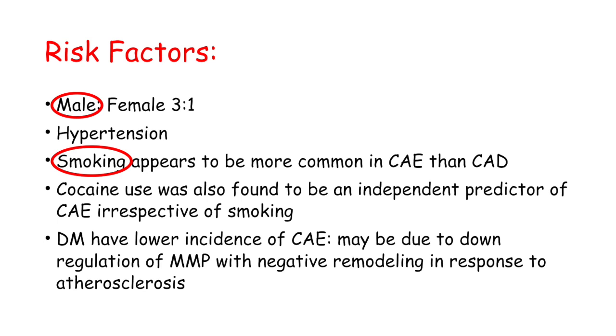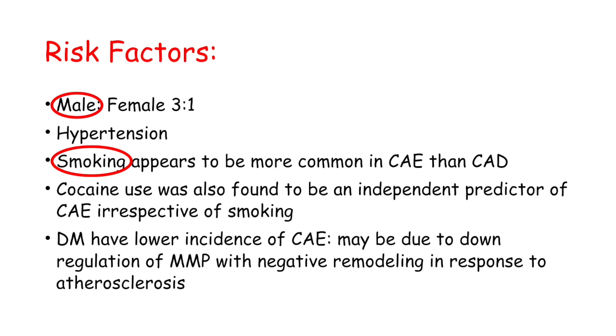Risk factors usually involve that it affects men more than women in a ratio of 3 to 1. Hypertension is very common in these patients, and smoking appears to be more common in coronary ectasia than coronary artery disease. And although it's not an issue for us here, cocaine use has been found to be an independent predictor of ectasia irrespective of smoking history. I'm not sure whether we have data on khat the same way or not. I don't have any experience with Yemeni patients, how common is ectasia in Yemeni patients, whether it has something to do with this or not.